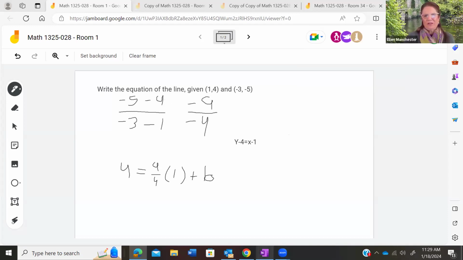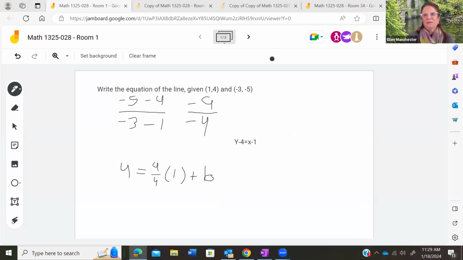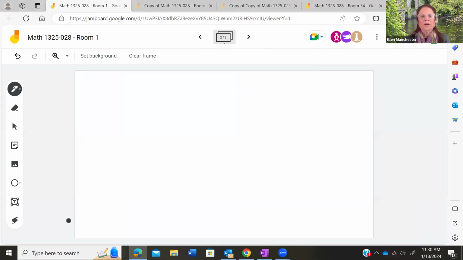All right, so let me make sure everyone's back in. Okay, very good. So I wanted to use this one from room 1, because the way that they set it up is not incorrect at all. The way that I showed you was, let me get a new one here, with the points (1, 4) and (-3, -5), is that right?